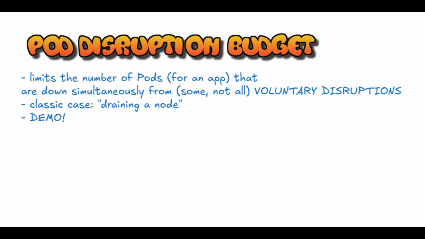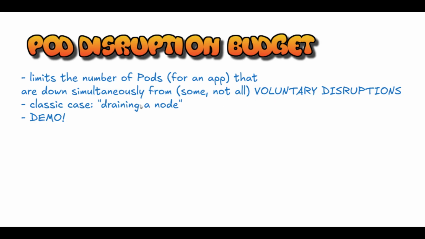In this video, I'm going to tell you about the pod disruption budget, which is a type of resource in Kubernetes. What it does is limit the number of pods for an application that can be down simultaneously from voluntary disruptions. Some, but not all. I will explain that later.